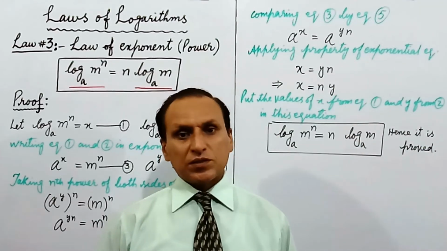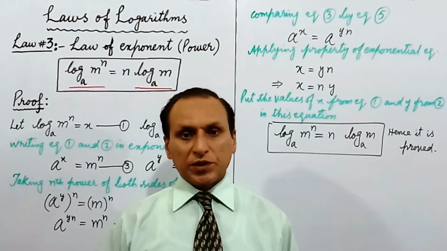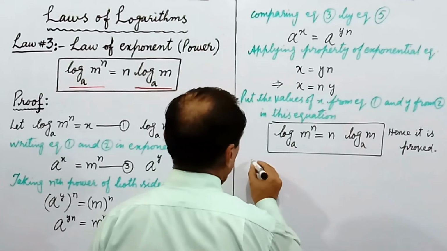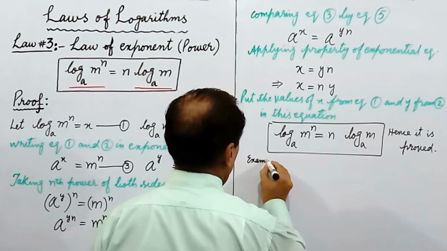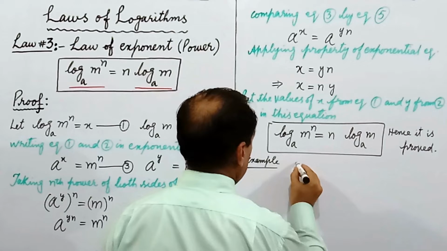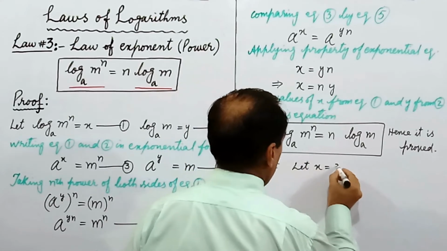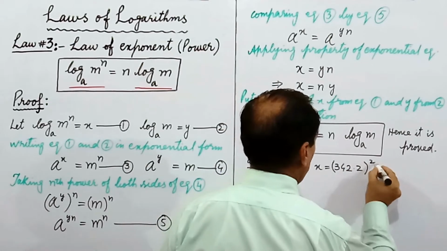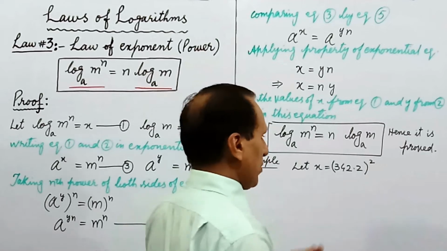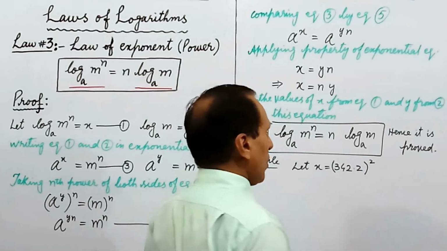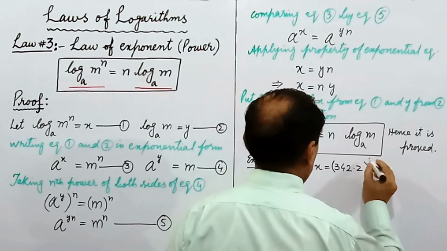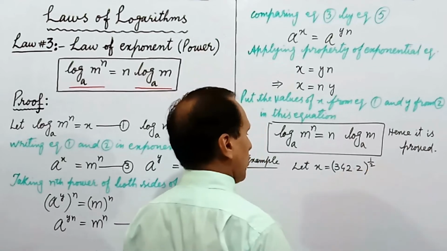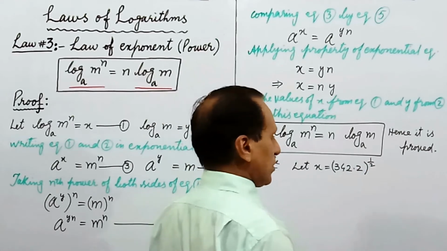Now we learn how this law of exponent will help us to convert difficult calculations into simple ones. Let we have a number 342.2. Let's suppose if we are required to find its square, it is easy, we multiply these values 2 times. Or if we are required to find the square root, meaning the power is 1 over 2, it means we are required to find its square root. So again we can do this task.